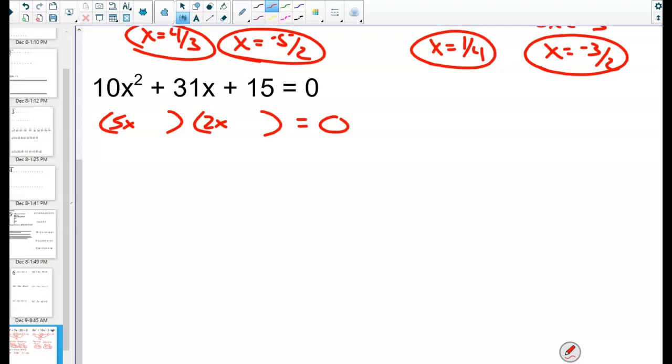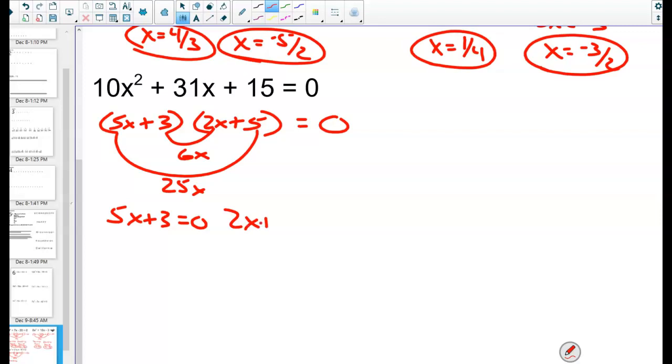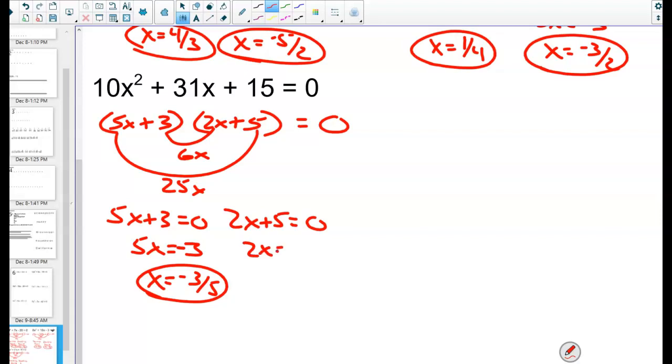For the 15, it makes no sense to try a 5 here with the 5. So I put the 5 here and the 3 here. There's no GCF in my parentheses now. 25x and 6x. Can I make 25x and 6x 31x? Absolutely. I just add them. So these are both positive signs. 5x plus 3 equals 0. 2x plus 5 equals 0. 5x equals a negative 3. X equals negative 3/5. 2x equals a negative 5. X equals negative 5/2.